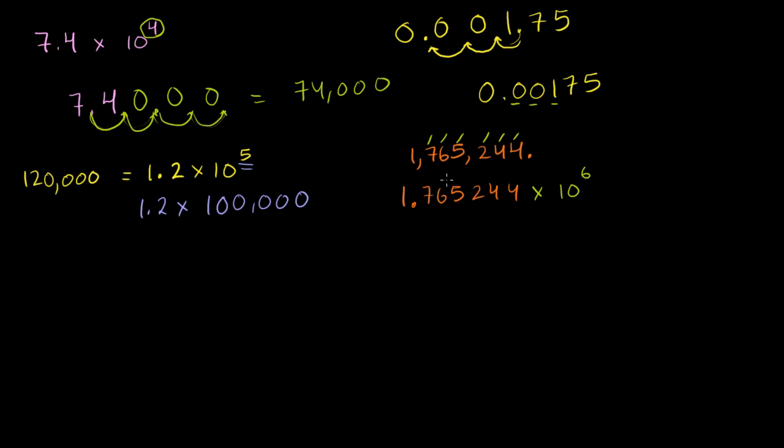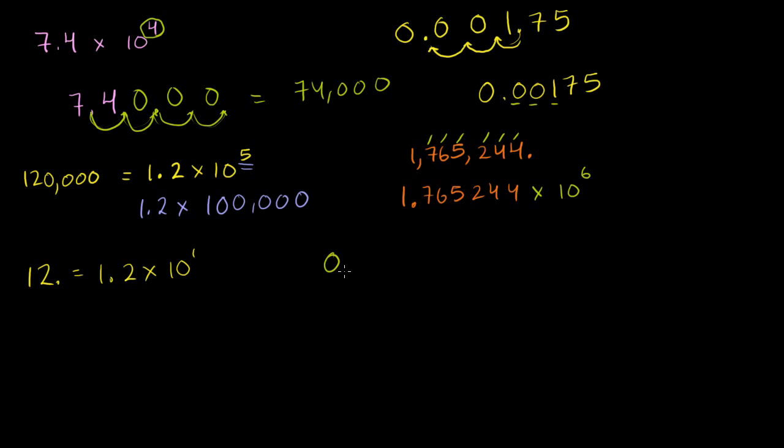And 10 to the sixth is just a million. So it's 1.765244 times a million, which makes sense. Roughly 1.7 times a million is roughly 1.7 million. This is a little bit more than 1.7 million, so it makes sense. Let's do another one. How do I write 12 in scientific notation? Same drill. It's equal to 1.2 times, well, we only have one digit between the 1 and the decimal point. So it's 1.2 times 10 to the first power, or 1.2 times 10, which is definitely equal to 12. Let's do a couple of examples where we're taking 10 to a negative power.